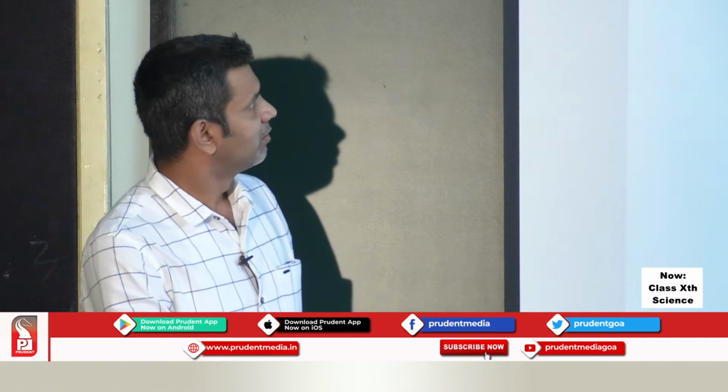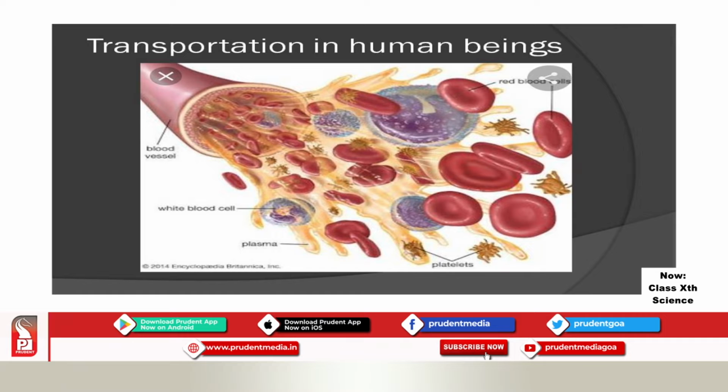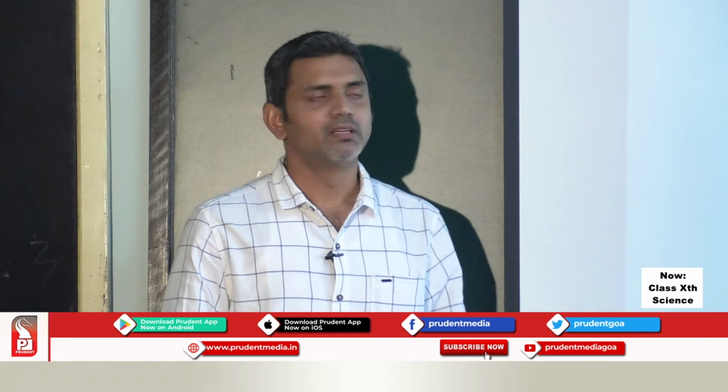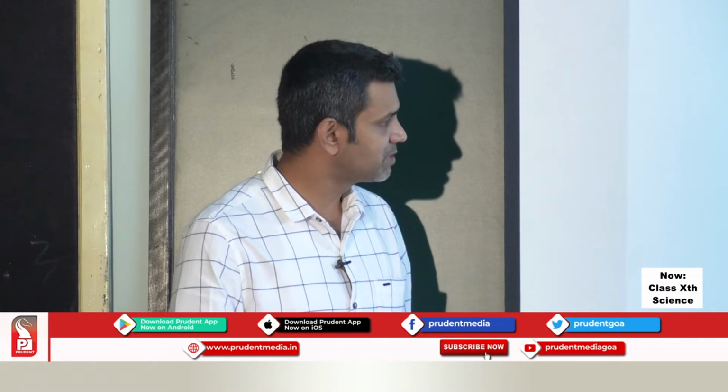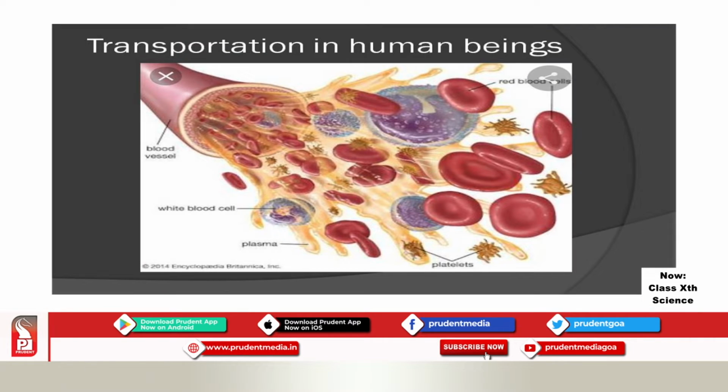Now, today we are going to start with transportation in human beings. As I said regarding the blood, what does blood consist of? Blood consists of a fluid medium called plasma, which is yellow in color. Besides this, blood consists of white blood corpuscles, red blood corpuscles, here you can see, and platelets.